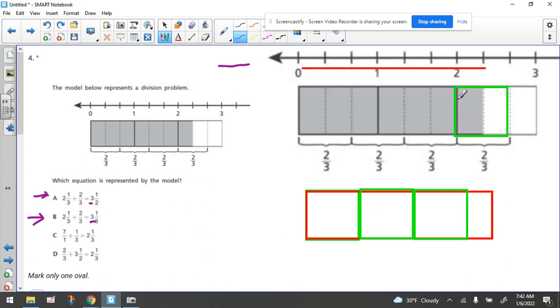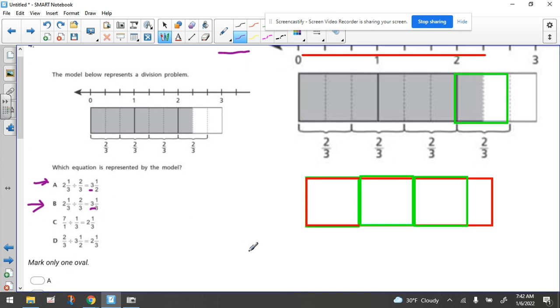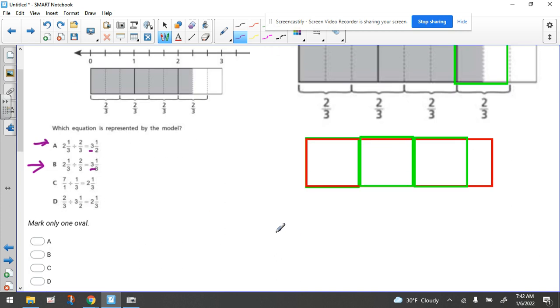But how much of the green box is shaded? Is it half of the green box or is it a third of the green box? Let's say you can't tell. Then do the algorithm because these are both the same other than the quotient. We'll do 2 and a third divided by, now to me, this appears to be half of the green box shaded. So I'm going to go for this one and see if we get 3 and a half. So 2 and a third divided by 2/3.